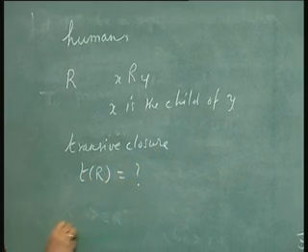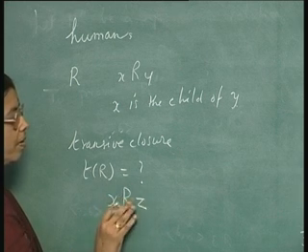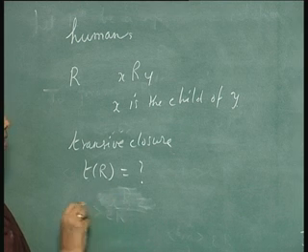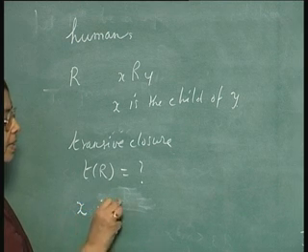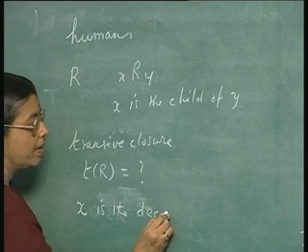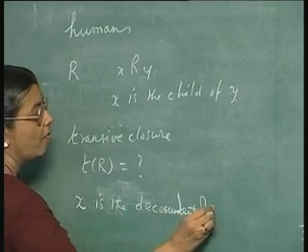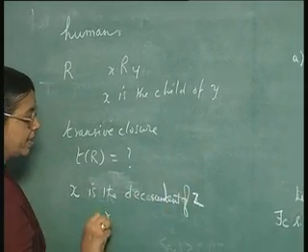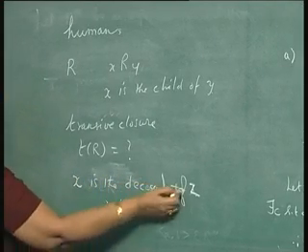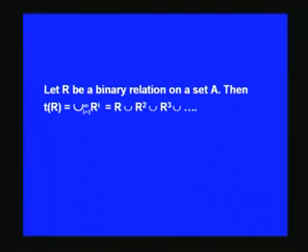This is the relation x is related to z, which represents a relation where x is the descendant of z. So x TR z means x is the descendant of z. Now, let us see.